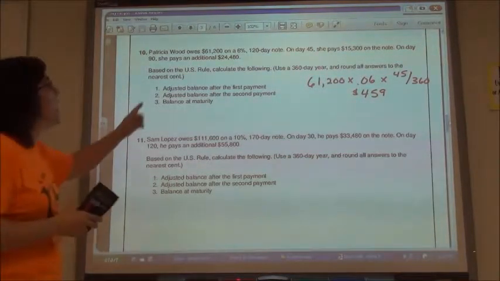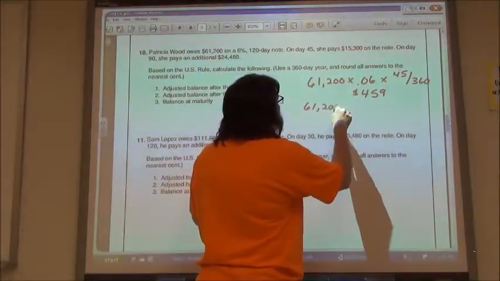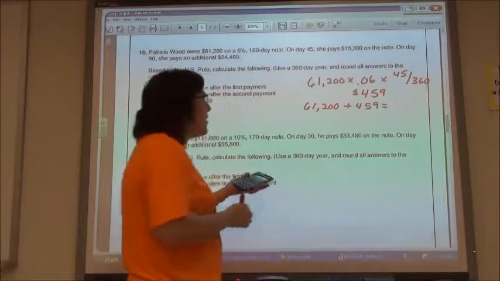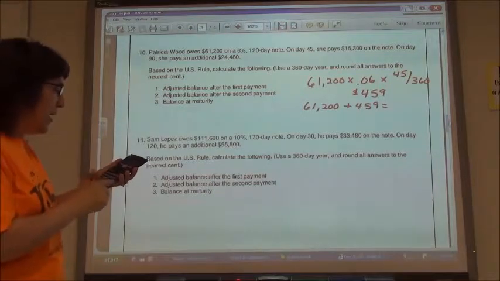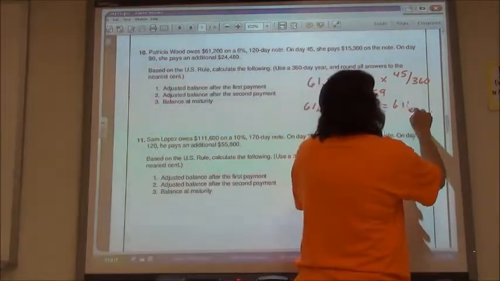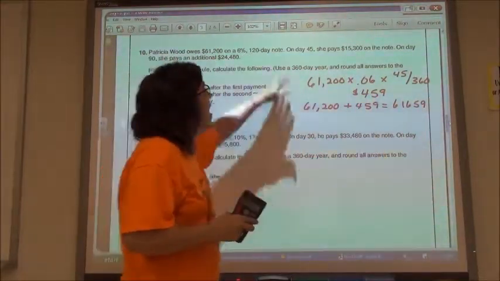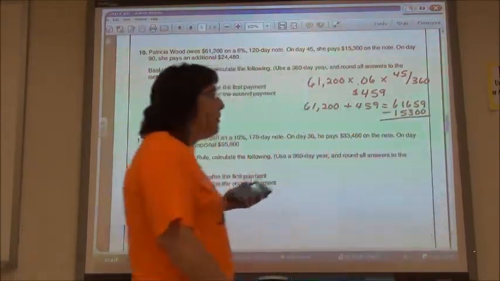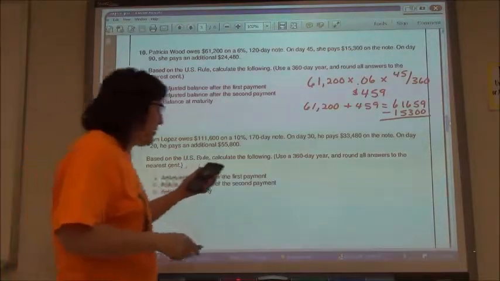So they want to know what the balance after the first payment is. So I'm going to take my $61,200. I'm going to add the $459 to see what is the total amount I would owe after I did my interest on there. So if I add my $61,200, I get $61,659. That would be the total I would owe after 45 days. I'm going to pay $15,300 of that bill, so I'm going to subtract off my $15,300. And so now my balance is $46,359.